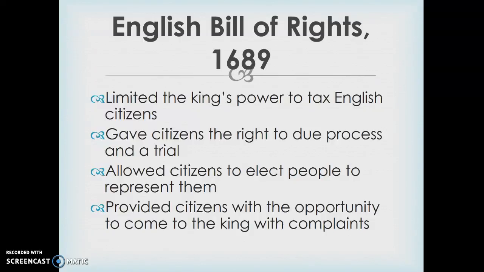It gave citizens the right to due process in a trial, allowed citizens to elect people to represent them, provided citizens with opportunities to come to the king with complaints about the parliament and potential abuses there. It was signed in something called the Glorious Revolution with King William and Queen Mary in cooperation with the Parliament. And England has been a limited or a constitutional monarchy since 1689.